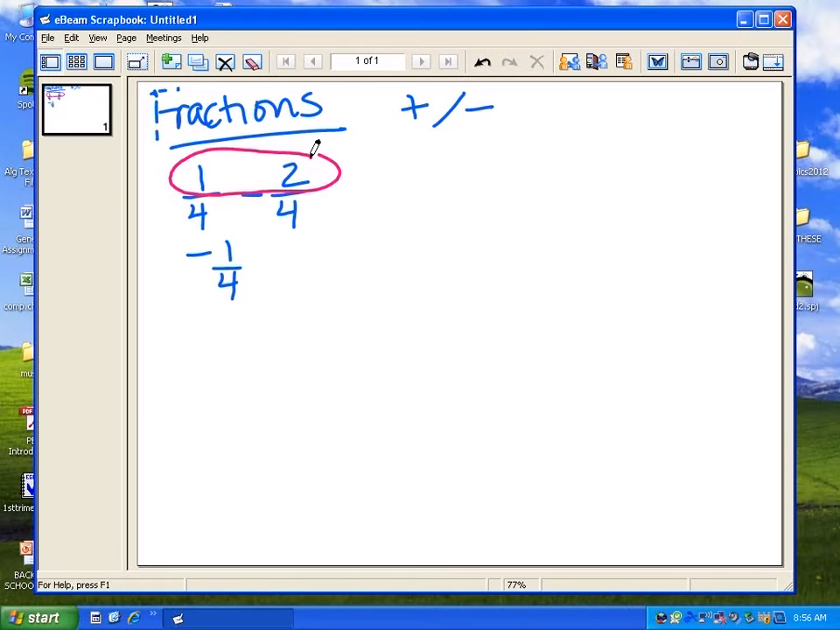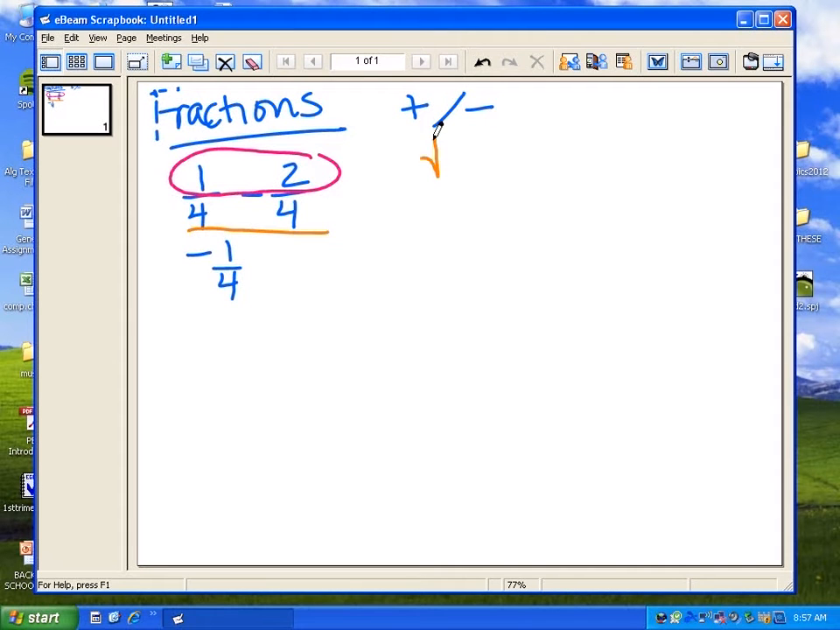Erin, what did she do to the numerators? It says you got the denominator saved and you circled the subtraction. So she just subtracted them. So you did 1 minus 2 because why? Because these denominators were the same.